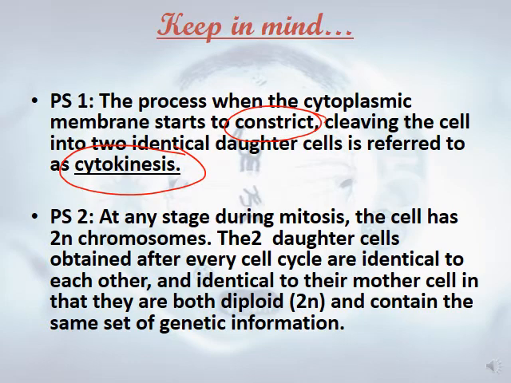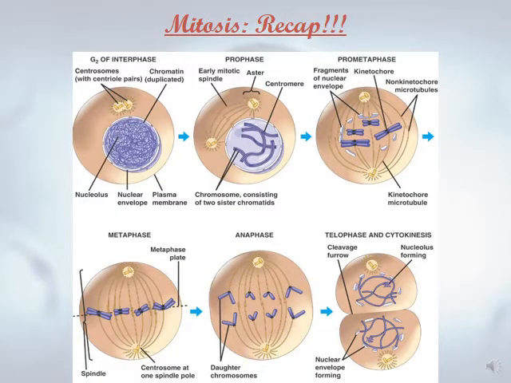Okay? Let's move now to this figure. This figure shows the different phases of mitosis. Here, G2 of interphase, and then this is prophase, where centrosomes and spindle fibers start to form. The chromatin condenses, so each chromosome is made up of two chromatids. This is the prometaphase, or early metaphase, where the chromosomes start to move to the center of the cell, forming what's known as the equatorial plate.